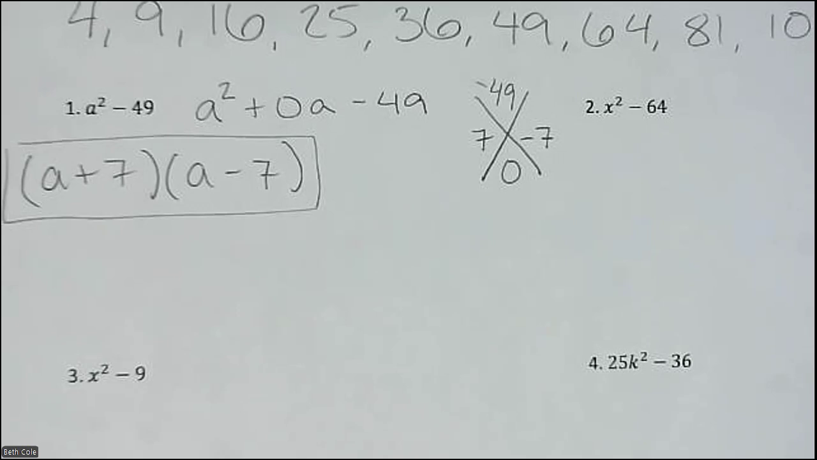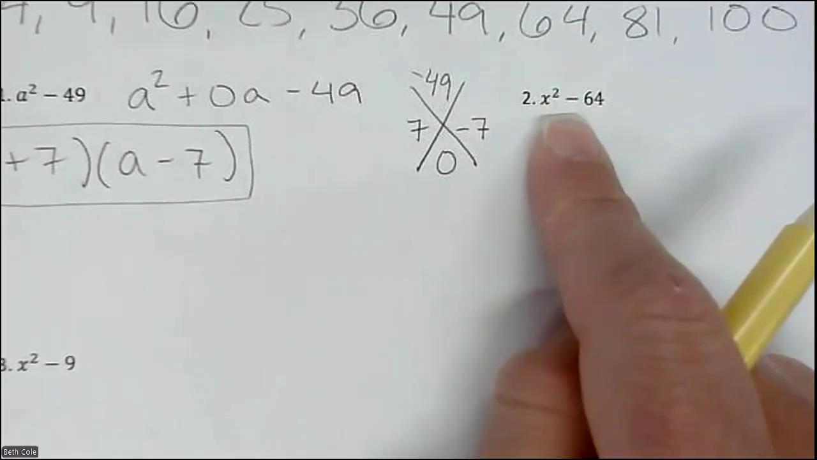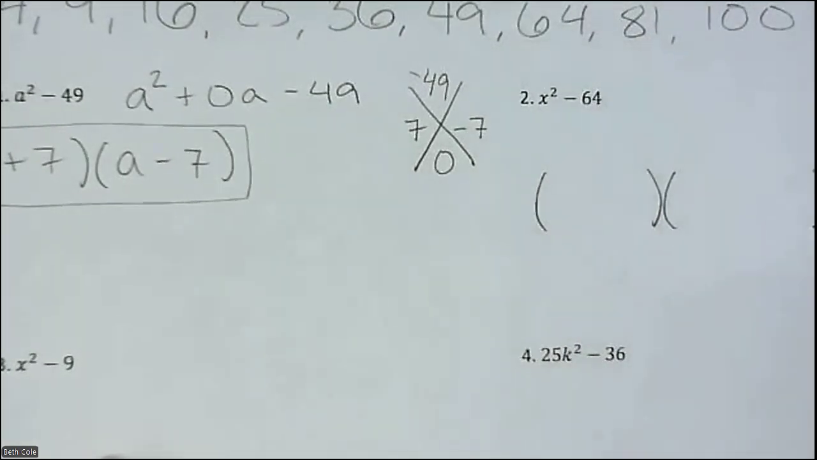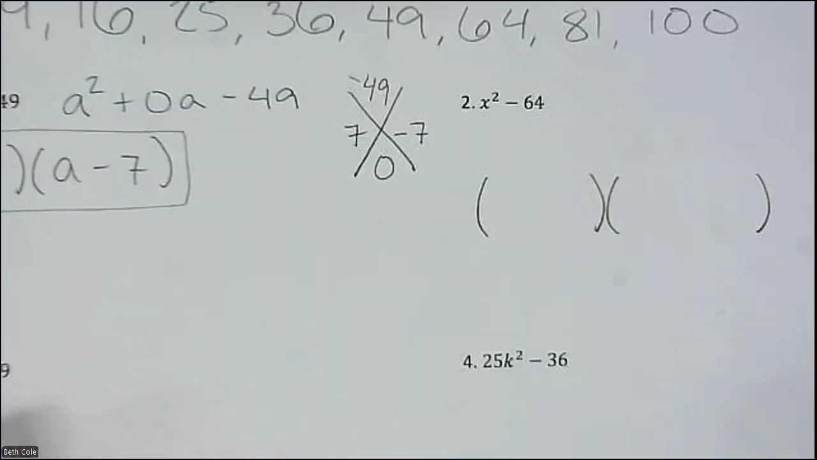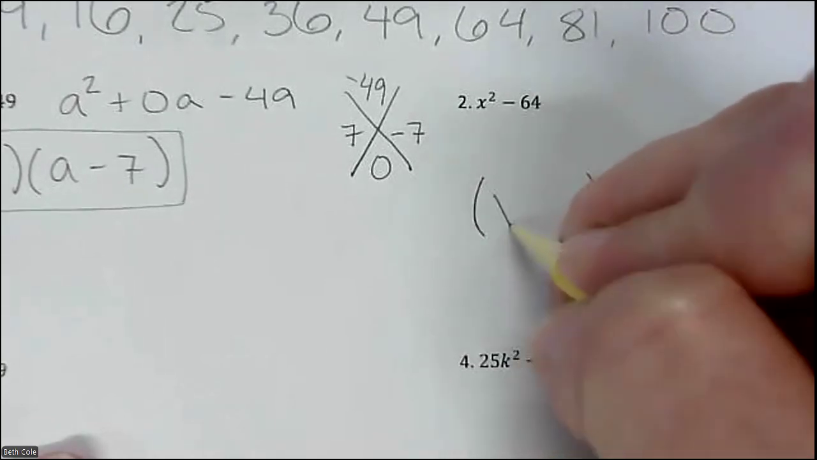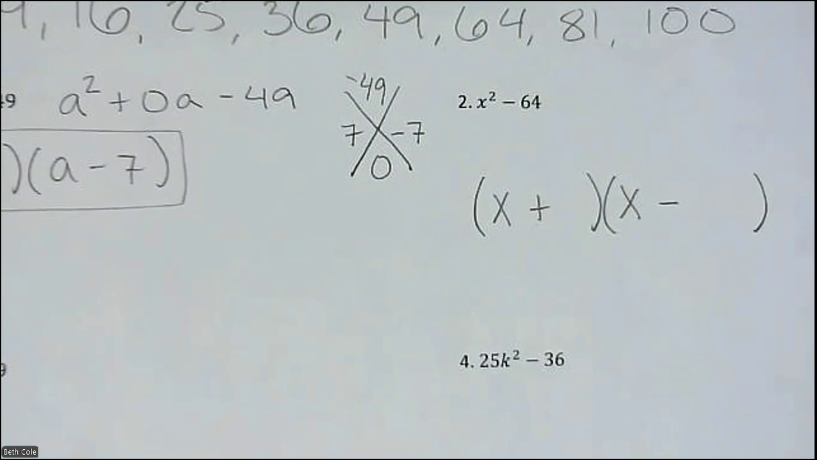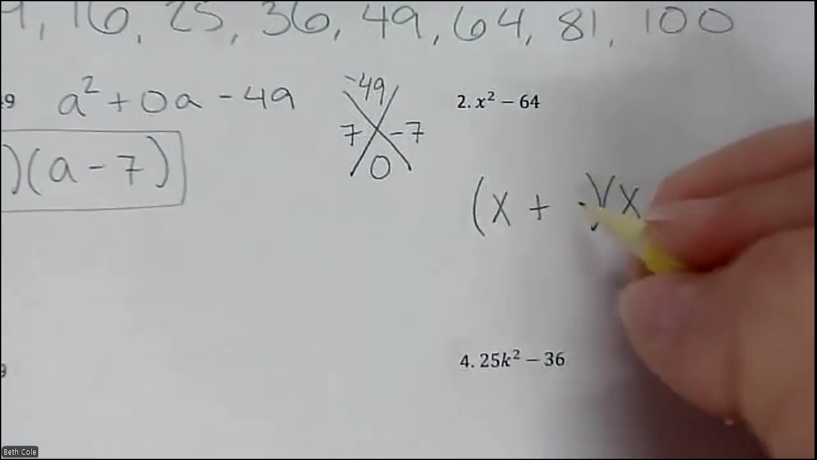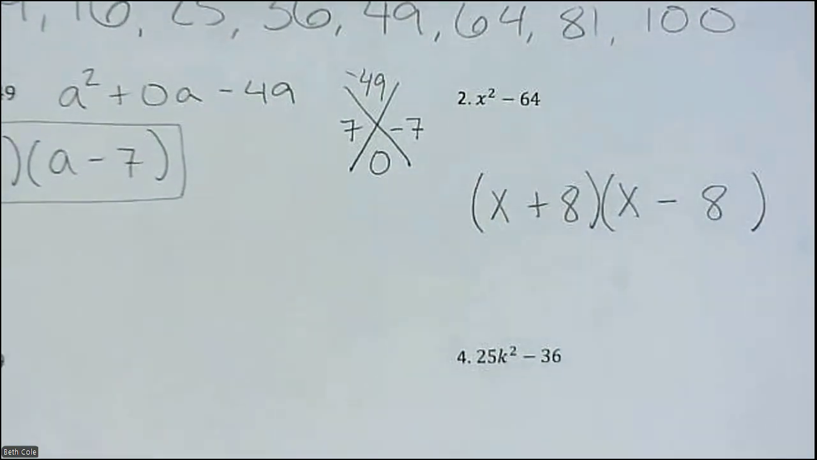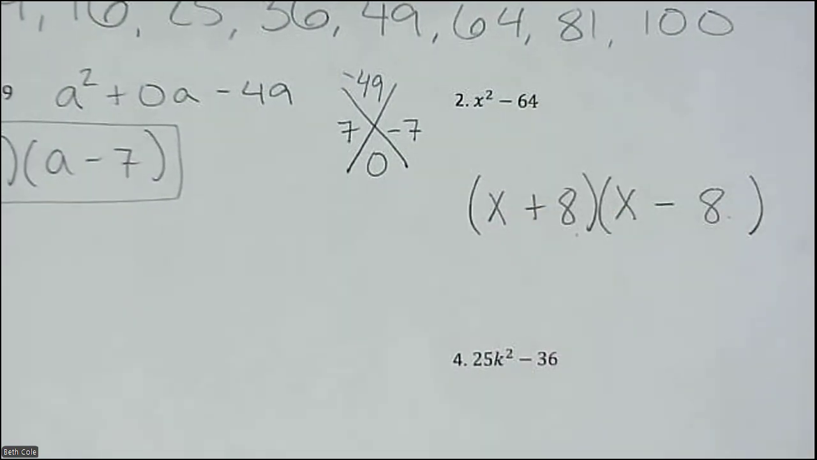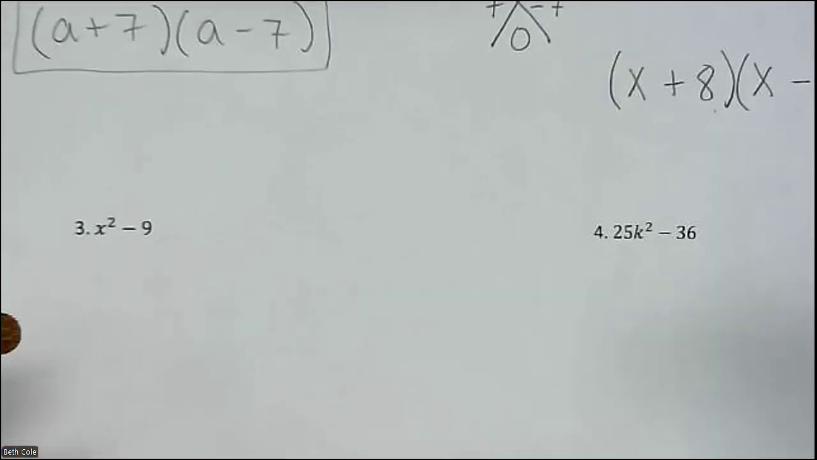All right, let's try it again. Do you notice how the middle term is missing? And 64 is a perfect square. Those are the things you've got to notice. So we're going to put X in both of these. One's going to be plus and one's going to be minus. Why do you think 8? Because 8 squared is 64. And 8 minus 8 is 0. Good. That's your answer.